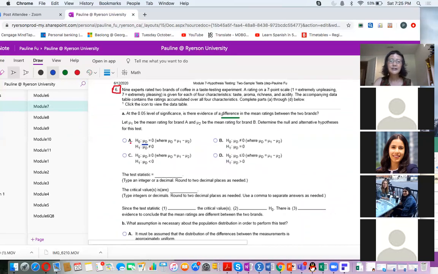So mu D, see the difference. The keyword difference means H1 select not equal. So the correct answer is A. If you have keyword difference, H1 not equal. So mu D not equal to 0, and H0: mu D equal to 0. See, what is mu D? The difference between two population means.